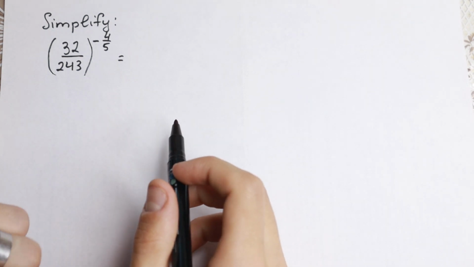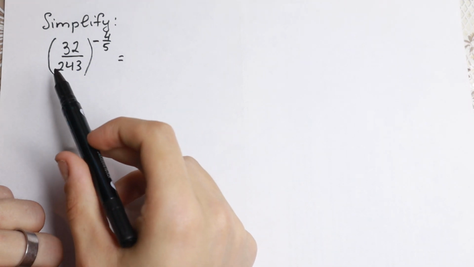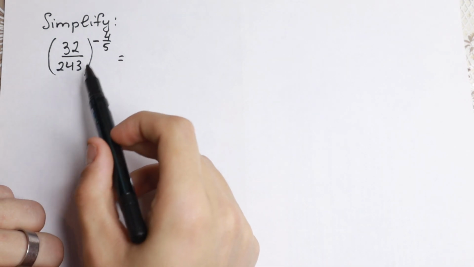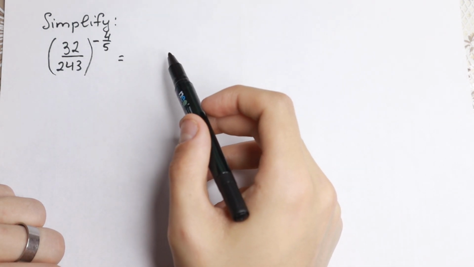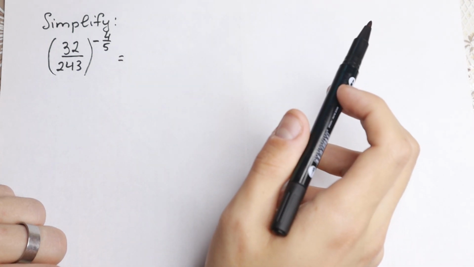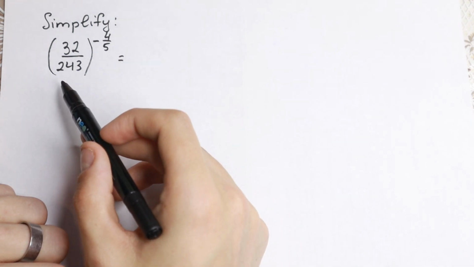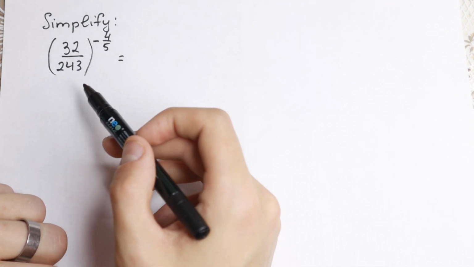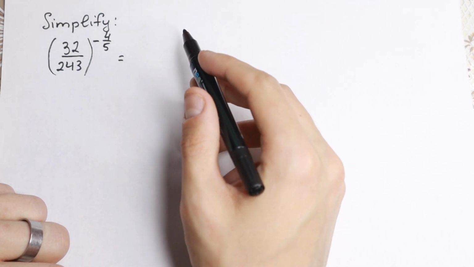Really interesting problem today. We need to simplify this expression. We have 32 all over 243 raised to the power minus 4/5. Okay, how can we work with this interesting problem? Looks like a hard problem, but we can easily find it. Take a look closely. How can we simplify this?